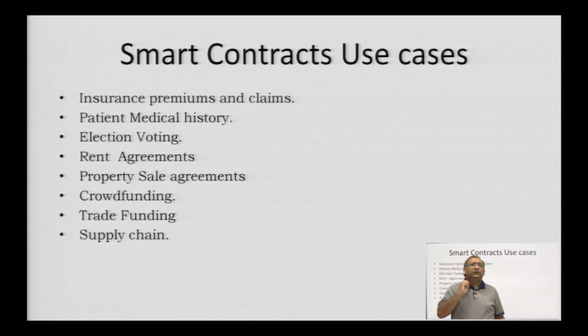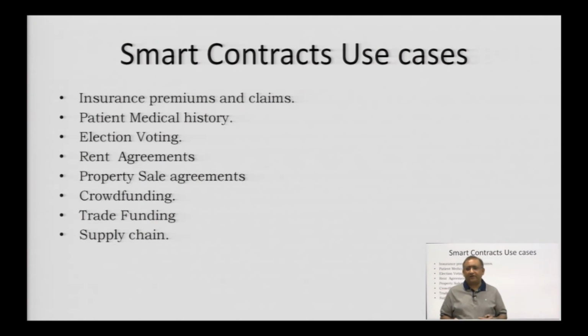So far so good. Some of the use cases where smart contracts are currently used: insurance premiums and claims, which is nothing but a contract between two parties. Patient medical history, nothing but a contract between two doctors and a patient, right? You will not share it. Election voting, rent agreements, property sale agreements, all these can be implemented or are being implemented as part of smart contracts. Crowdfunding, trade funding, supply chain.